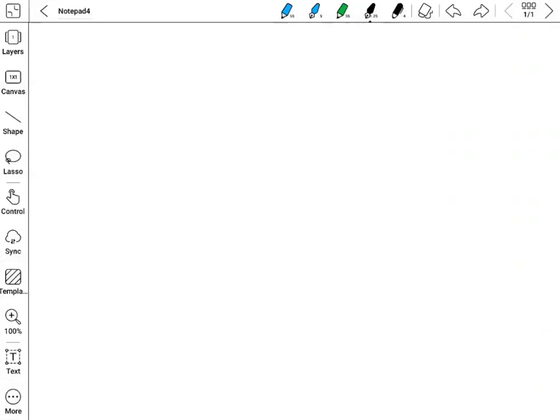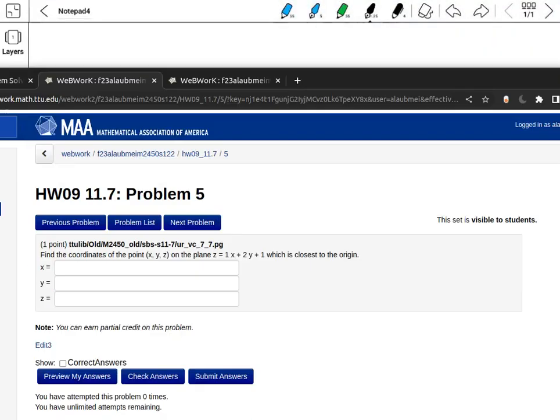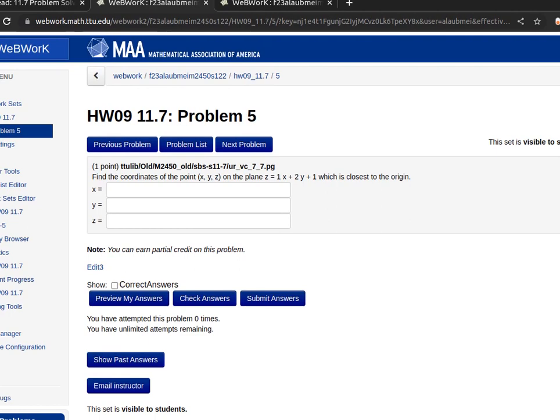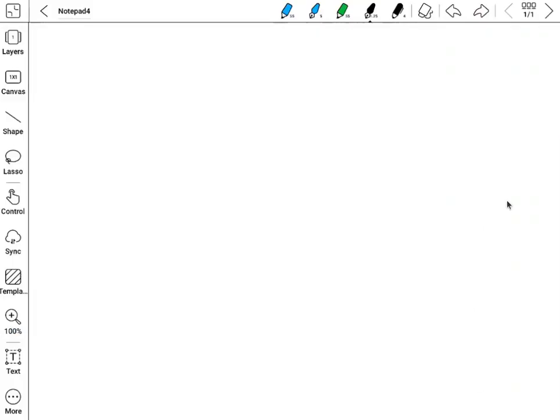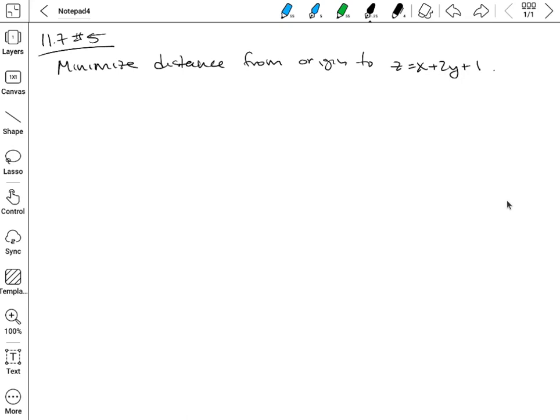Oops, let me move this web work out of the way. Well, x plus 2y plus 1, okay. So 11.7, problem 5. Our goal is to minimize distance from the origin to the plane, z equal x plus 2y plus 1, for example.